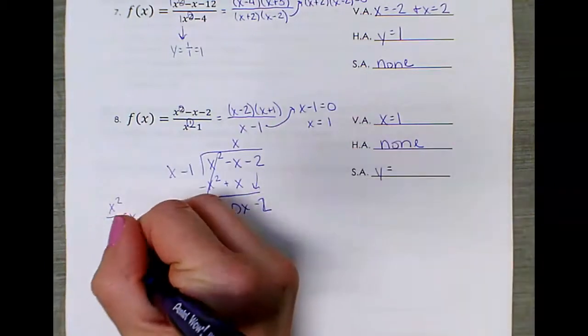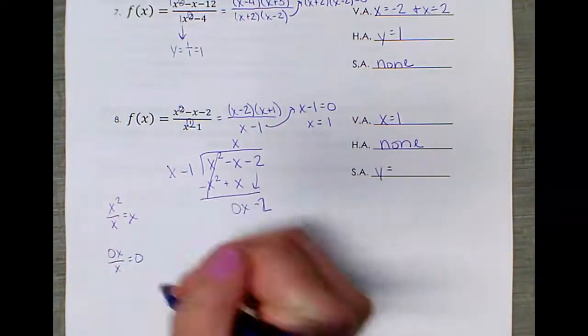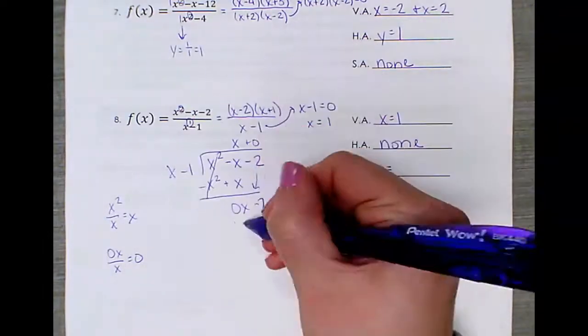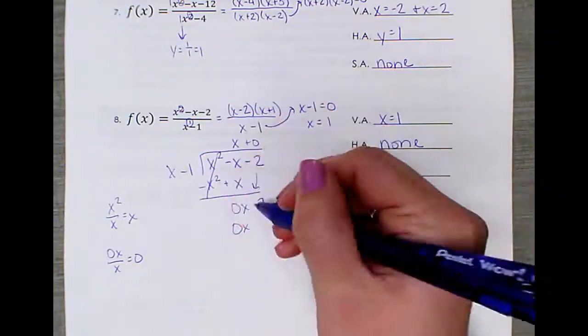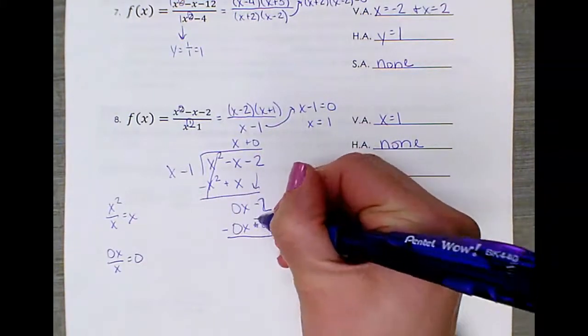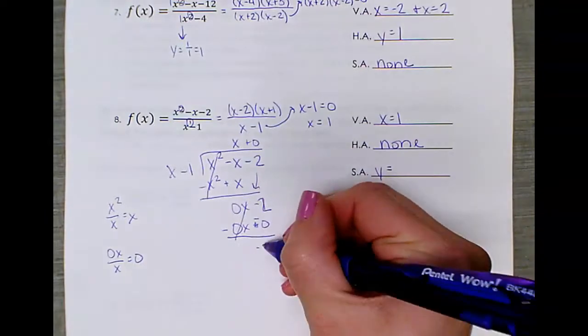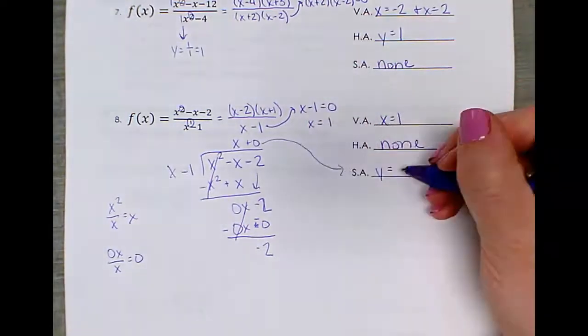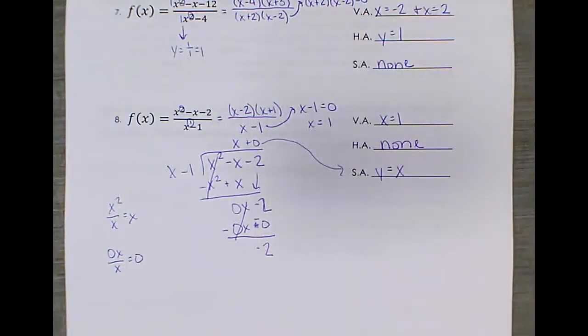Divide again. 0x divided by x is 0. So I'm going to put plus 0. 0 times x is 0x. 0 times negative 1 is plus 0. When I draw the line and change both signs, these cancel. This is negative 2. It's my remainder, but it doesn't matter. I don't write it. I'm just going to write the x part right here. I could write x plus 0, but it's not necessary.